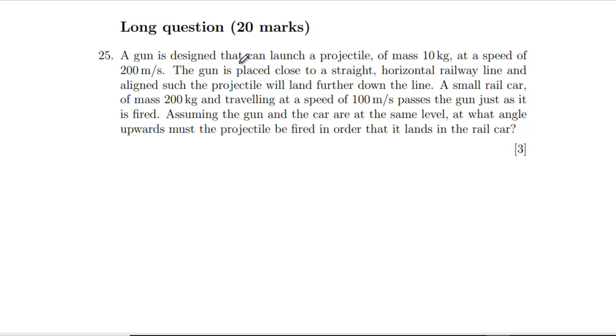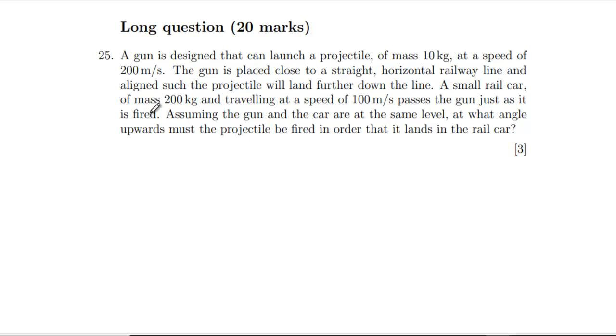We've got a gun that's designed so that it can launch a projectile of mass 10 kilograms at a speed of 200 meters per second. The gun is placed close to a straight horizontal railway line, and aligned such that the projectile will land further down the line. Right, so it's just firing it along.